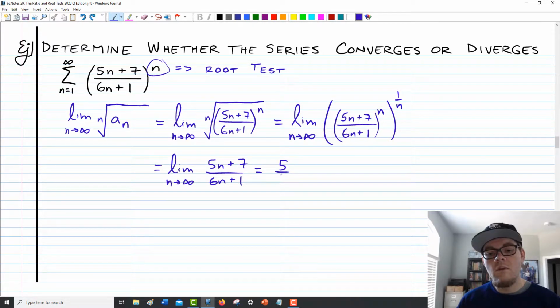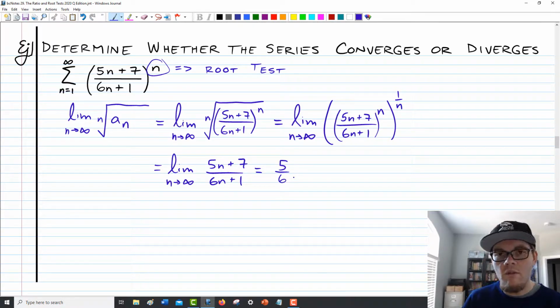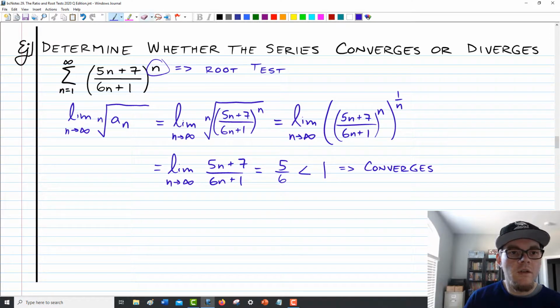And 5/6, 0.8333333. However you do it, no matter what, it is less than 1. And as soon as we see that it's less than 1, that means that this series actually converges. So having done that work, we've now shown that the series is going to be convergent.